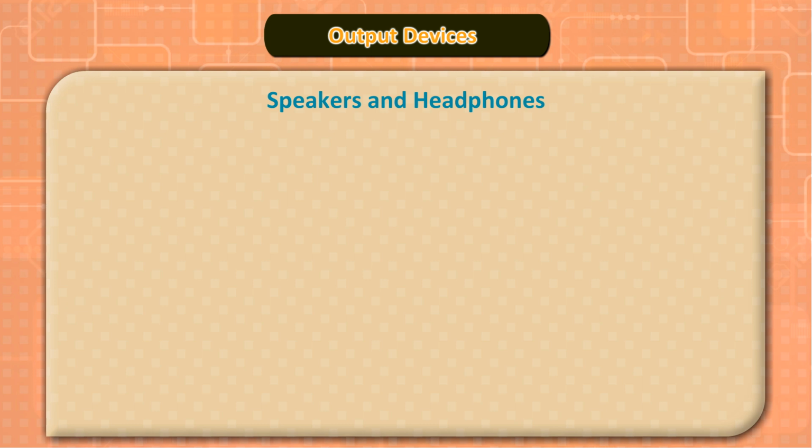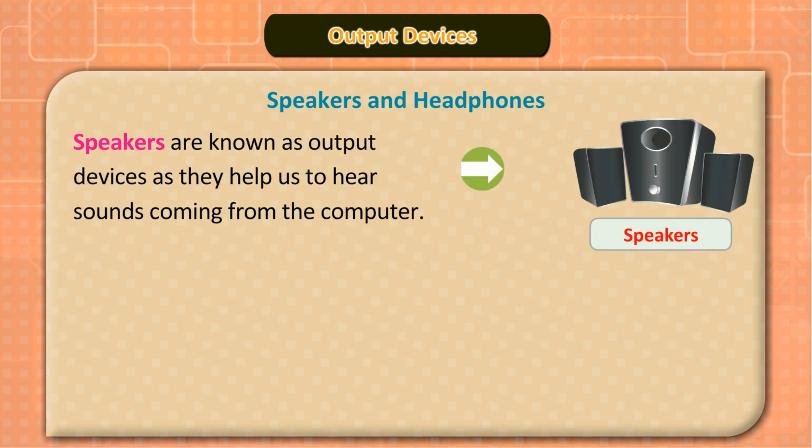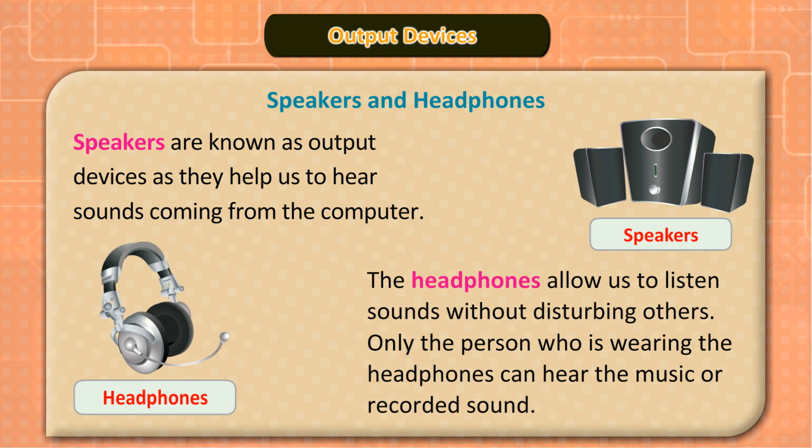Speakers and headphones. Speakers are known as output devices as they help us to hear sounds coming from the computer. The headphones allow us to listen to sounds without disturbing others. Only the person who is wearing the headphones can hear the music or recorded sound.